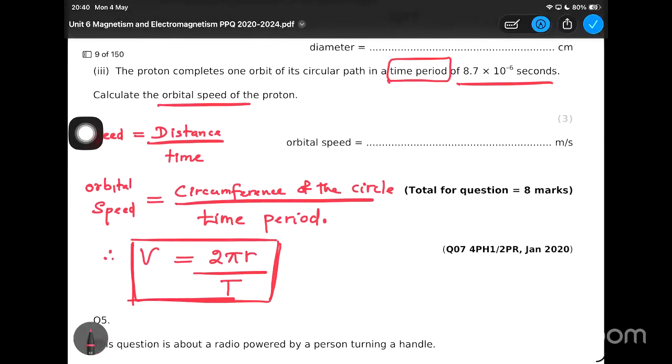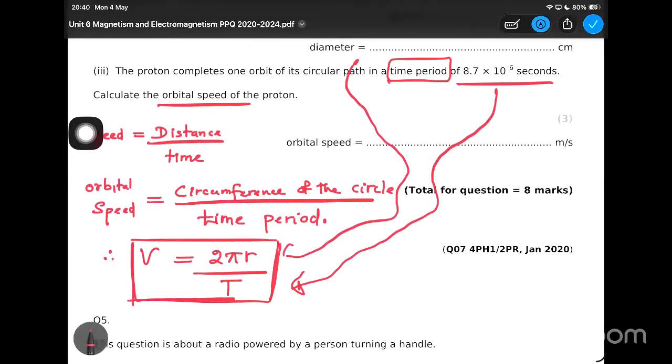So this is the equation that we are going to use here. In this case, there's no need of using it. The time is given, so you can apply the time period here. The 2 pi r value was also calculated in the previous case, so you can use that value here as well, right? Then you can get the orbital speed, right? Okay.